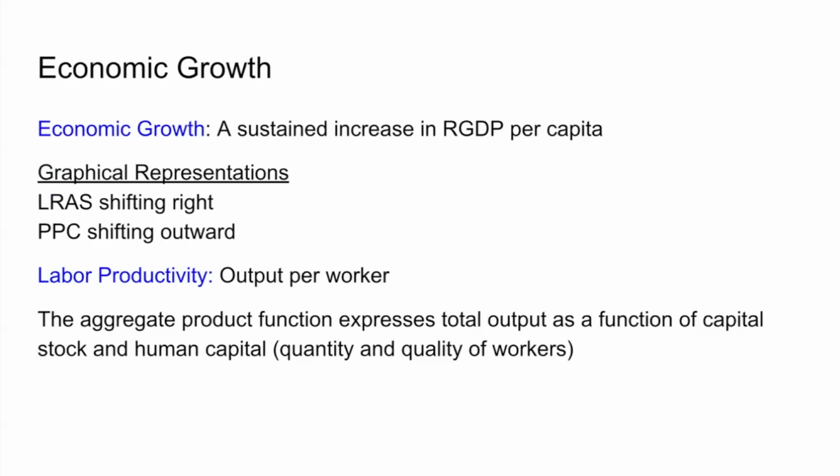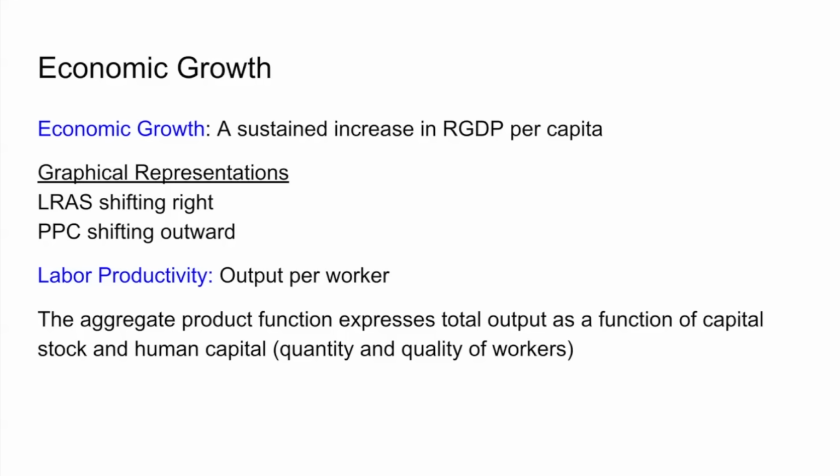The last topic for this unit is economic growth, which is a sustained increase in real GDP per capita or per population. A sustained increase is not a temporary increase due to an inflationary gap when the economy is overheating, but rather a sustained increase or increase in potential output. So the graphical representations are the long-run aggregate supply shifting to the right or production possibilities curve shifting outward.